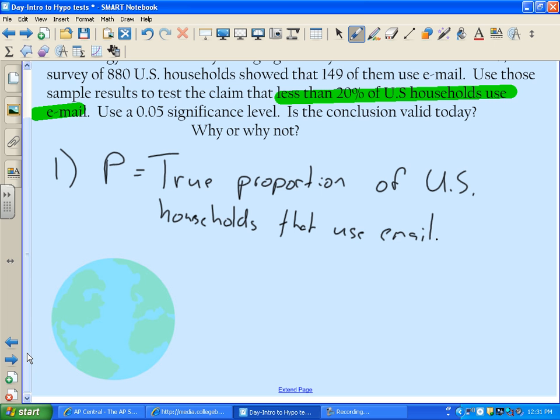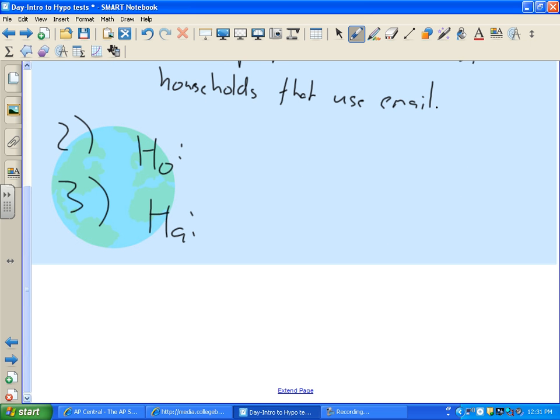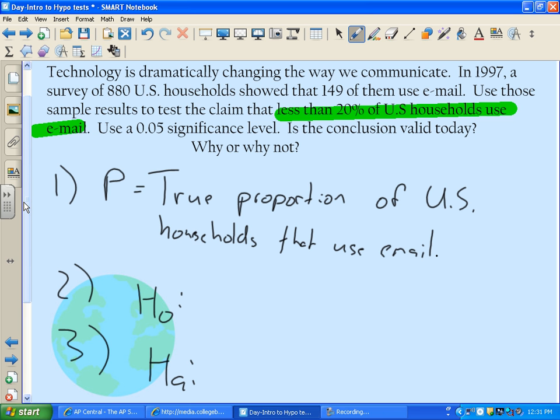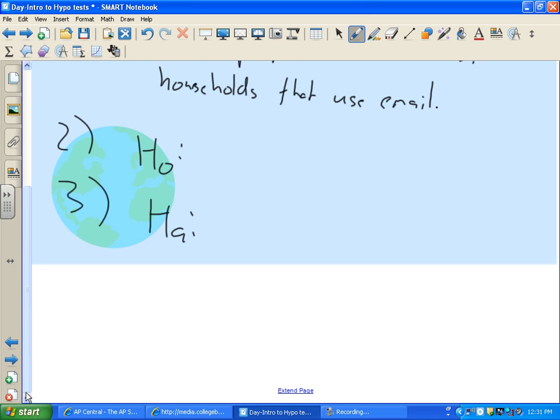Steps 2 and 3. That is the null and alternative hypothesis, H0 and HA. H0 always has that equal sign. HA is always the other thing. HA, the alternative hypothesis, is always what you're trying to demonstrate. Okay? Do we agree that we want to demonstrate that less than 20% of U.S. households use email? So my alternative hypothesis is going to be that my population proportion is less than 0.2.